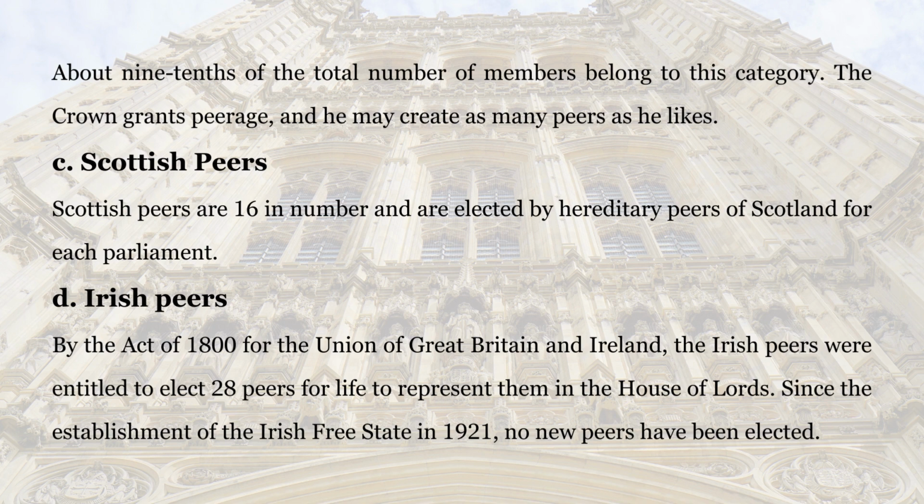C. Scottish peers. Scottish peers are 16 in number and are elected by hereditary peers of Scotland for each parliament. D. Irish peers. By the Act of 1800 for the Union of Great Britain and Ireland, the Irish peers were entitled to elect 28 peers for life to represent them in the House of Lords. Since the establishment of the Irish Free State in 1921, no new peers have been elected.